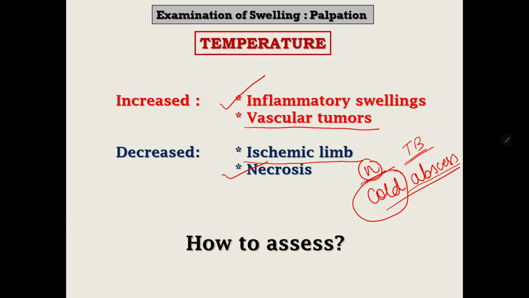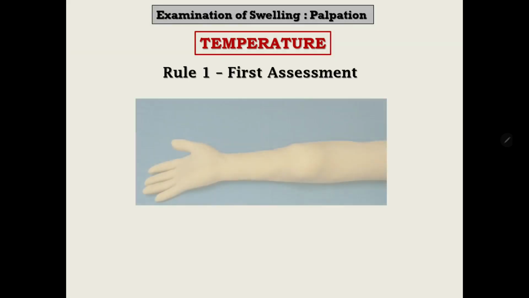Now let us move to the most important question: how to assess the temperature of any swelling. This can be very well understood by remembering and following 6 rules. We'll see them one by one. The first rule is that whenever you are palpating any lump or swelling or any body part, the first assessment which should be done should be of temperature.